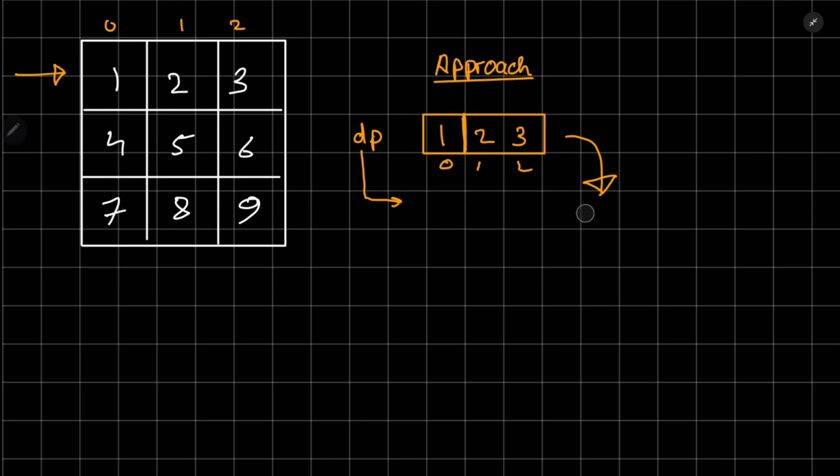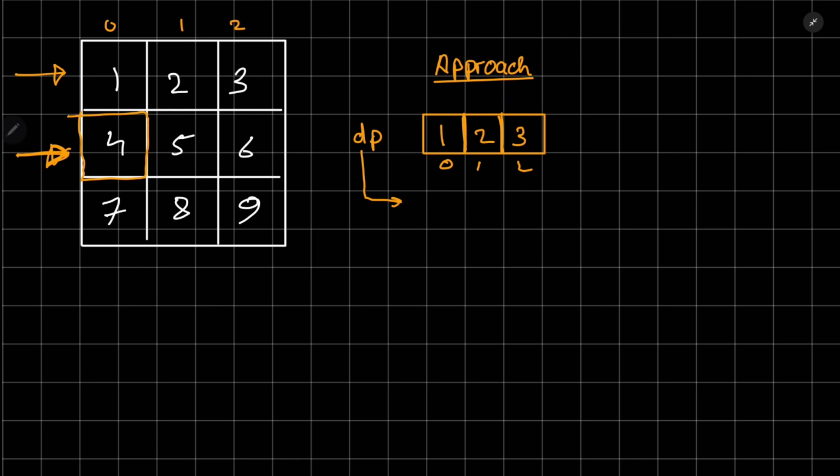Now let's say that we have another row. So we will initialize the dp array with the elements of the first row. So now we have 1, 2, 3 in the dp array and we are at the second row. So for 4, what should we choose above it to get the minimum path? For 4 you cannot choose this one because it's in the same column, so you are left with only 2 and 3. So we will choose the minimum of 2 and 3.